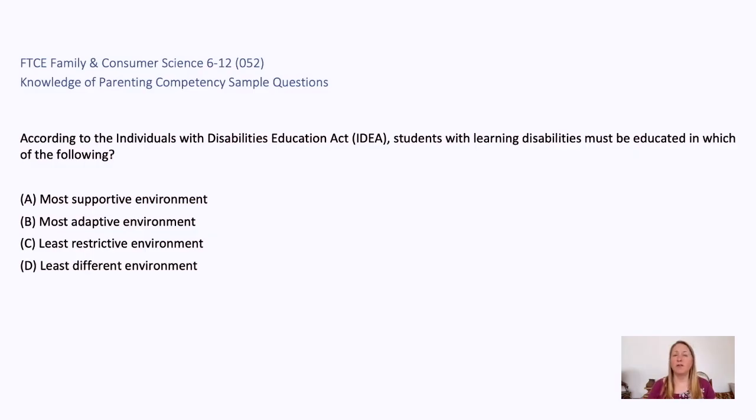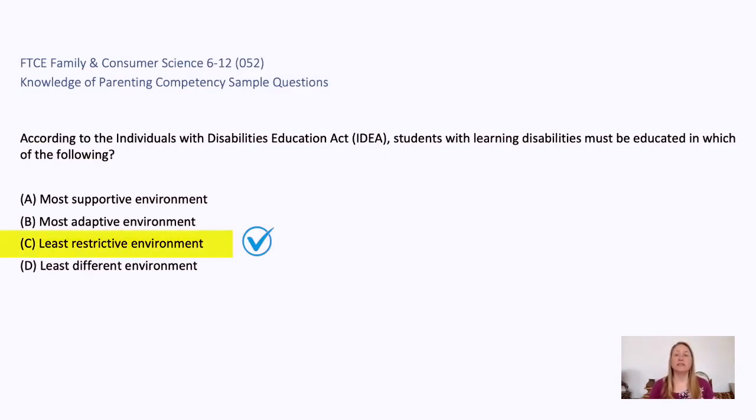A, most supportive environment is incorrect. It sounds good, but IDEA doesn't use this exact term. It's about support, but the law focuses on least restrictive. B, most adaptive environment is incorrect. This isn't a legal term in IDEA. Adapting is important, but IDEA's key rule is about how much the student is included with others. D, least different environment is incorrect. This isn't a phrase IDEA uses.